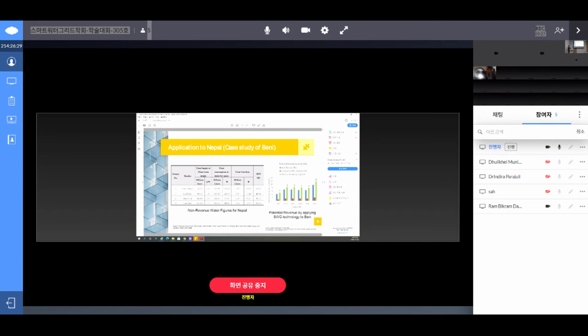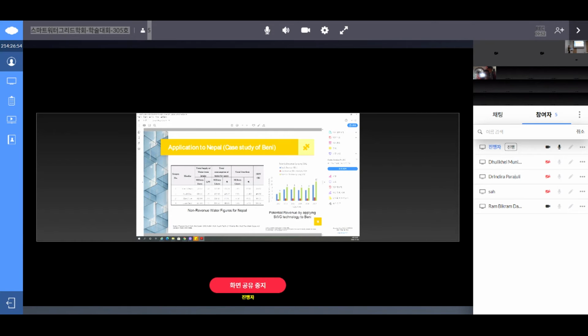So some figures also about the non-revenue water for Nepal. What non-revenue water is, basically, between the point when the water enters the network and the point when the water leaves the network, it's the percentage of water which doesn't bring any money to the utility provider. In the case of Nepal, the high non-revenue water figures are mainly due to physical losses, so leakage of the pipes.